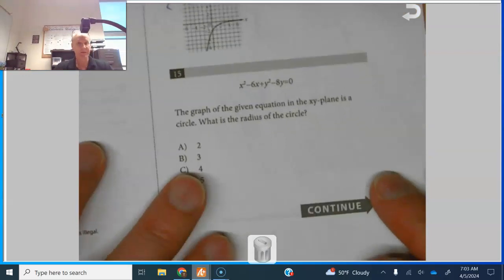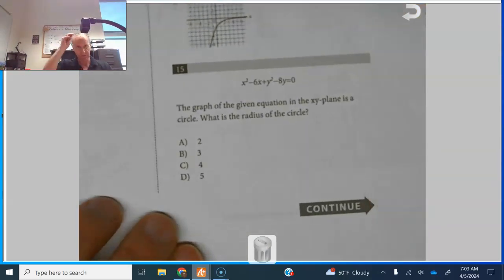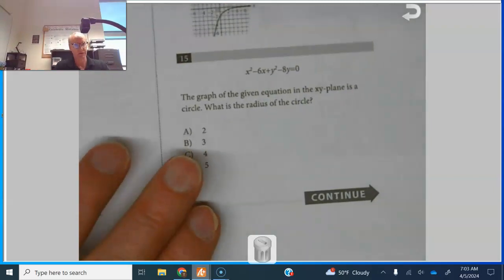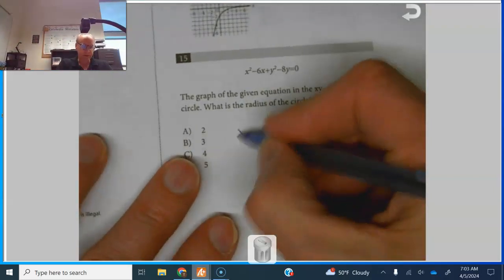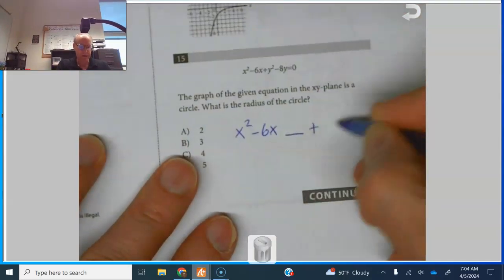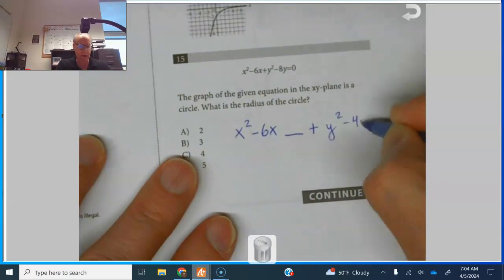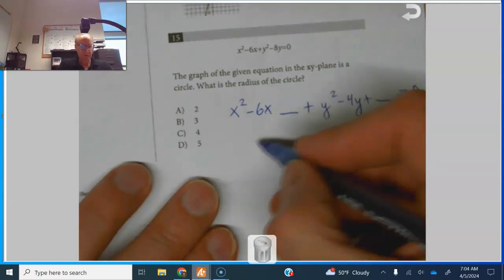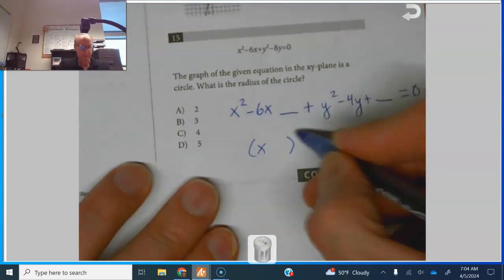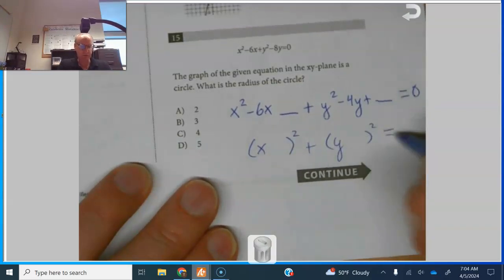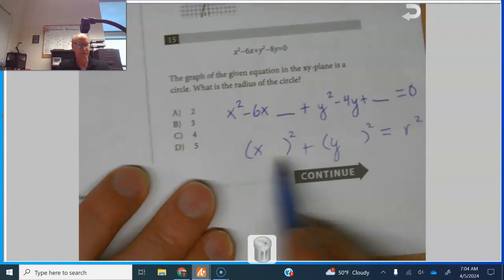Last one. This one is a circle, and it's not in standard form. Normally, we like to have the centered form. And it looks like this: x squared minus 6x plus some number plus y squared minus 4y plus some number equals 0. What you end up with is x something squared plus y something squared is equal to some radius squared. This is the standard form for a circle.